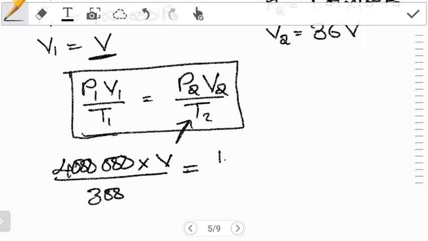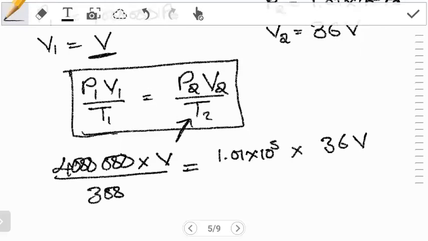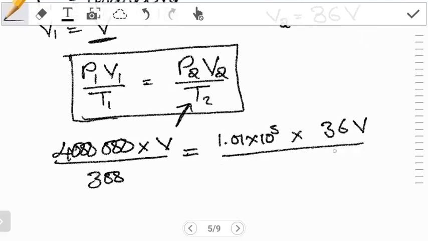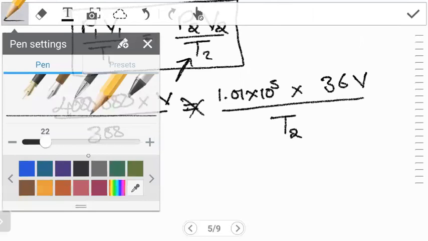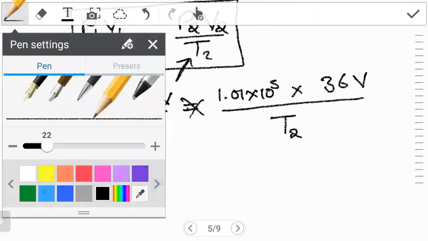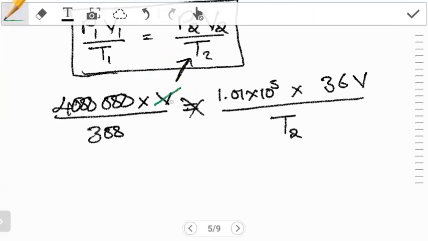So we can have 1.01 by 10 to the power 5, and then multiplying V2. V2 is 36 times the initial one. And then this is divided by T2, the one we want to find. So from here, we can make T2 the subject of the formula by cross multiplying. I hope you guys are able to see it. The V cancels out from both sides.